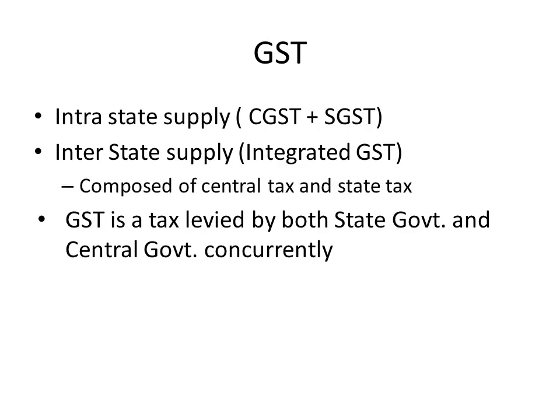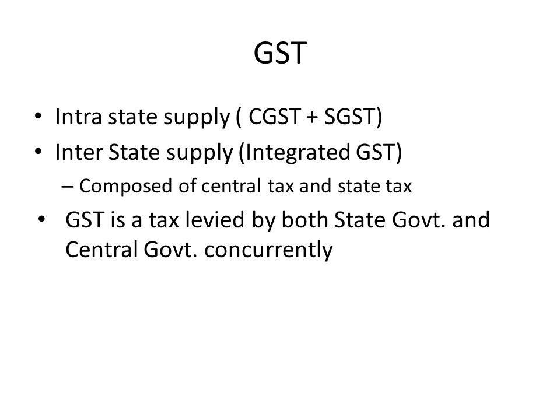We saw GST is a tax on supply, and supply includes manufacture, services and sales. There are two types of supplies that are possible. One is intrastate supply and the other is interstate supply. By intrastate supply we mean supply within the state, and by interstate supply we mean supply across the states, or supply across state and union territory or between union territories.